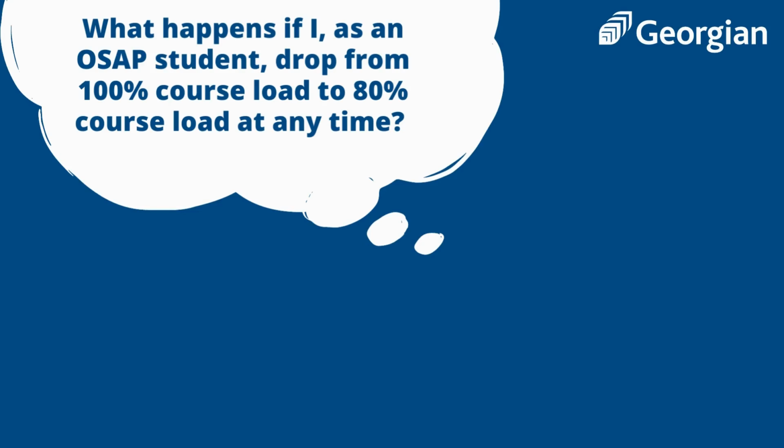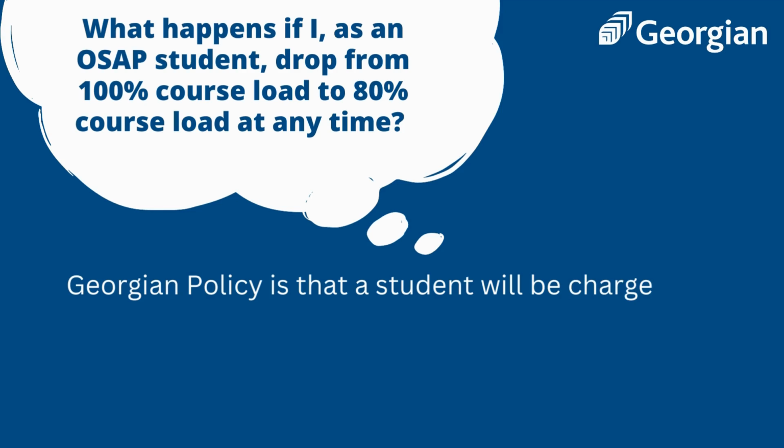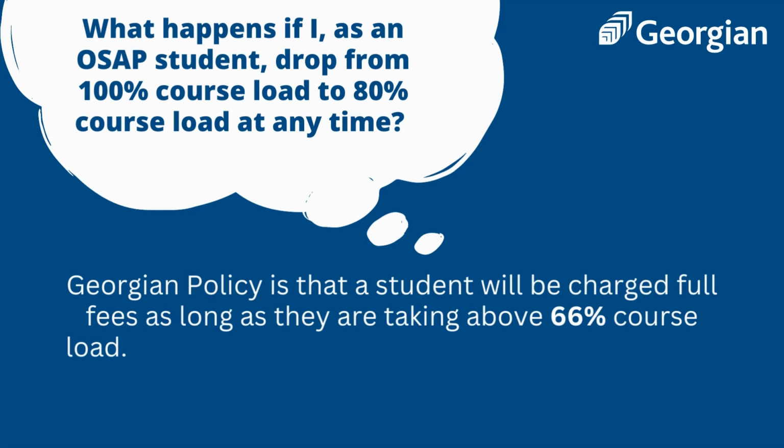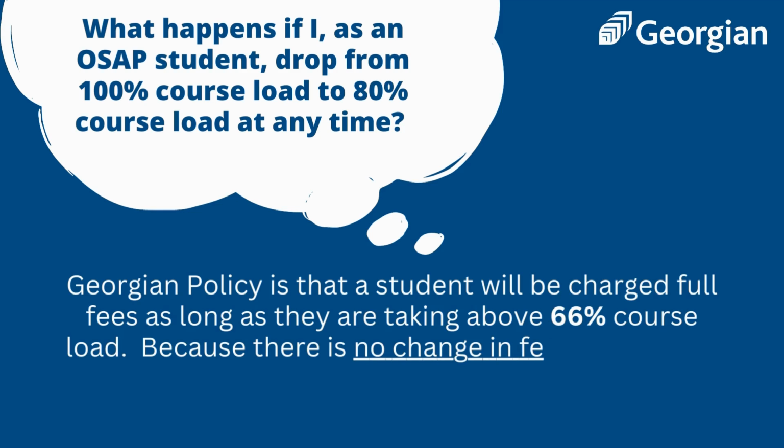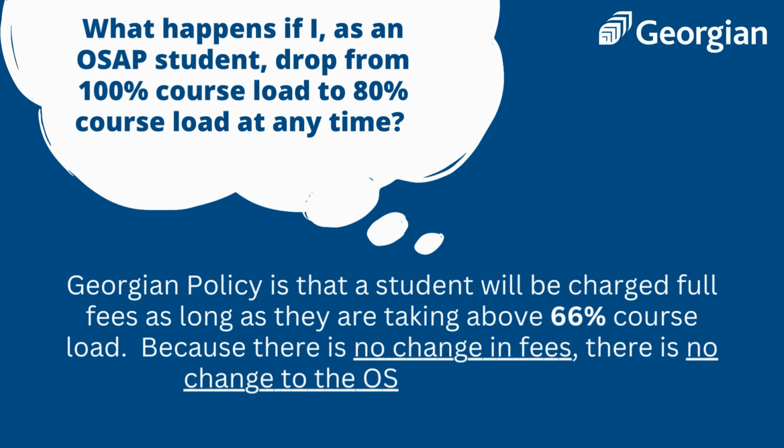What happens if I, as an OSAP student, drop from 100% course load to 80% course load at any time? No impact. Georgian policy is that a student will be charged full fees as long as they are taking above 66% course load. Because there is no change in fees, there is no change to the OSAP assessment.